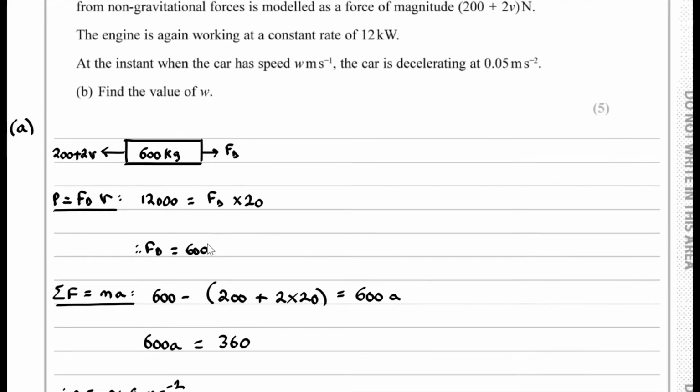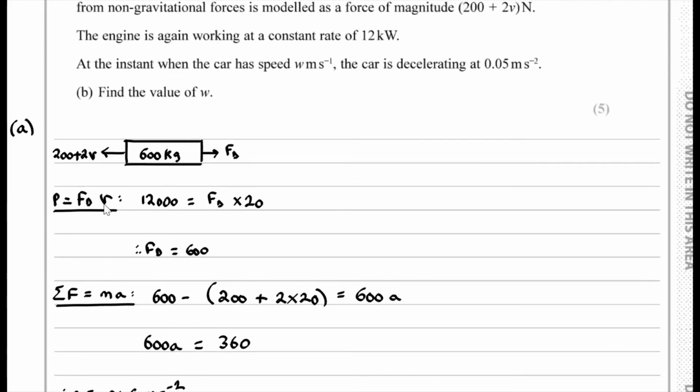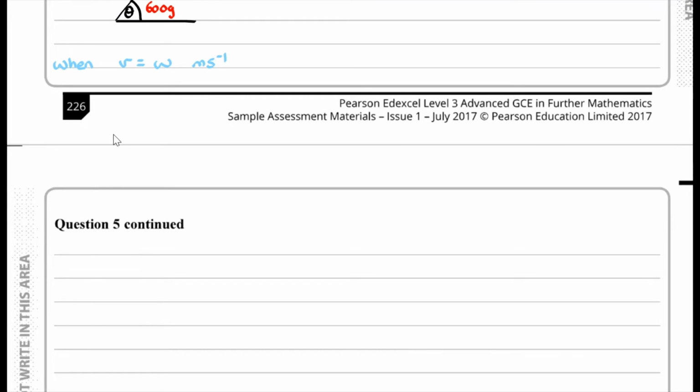Now, again, using P equals Fd times V, if we write this down, we have P equals the driving force times V. So we know the power, that's still 12,000, and that's equal to the driving force Fd multiplied by V, which is W. And therefore, Fd, you'd find this to equal 12,000 over W.